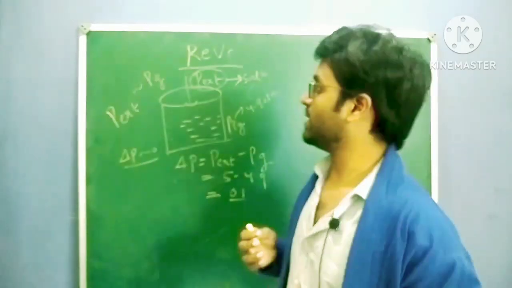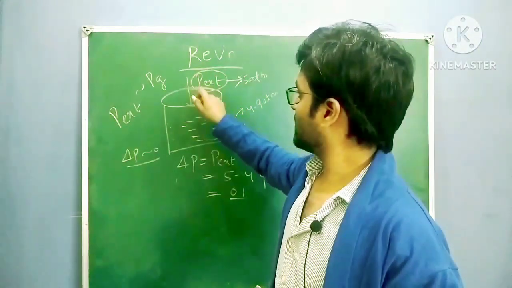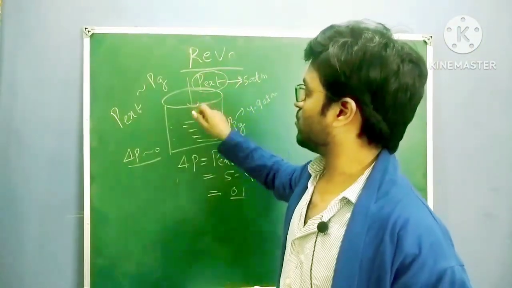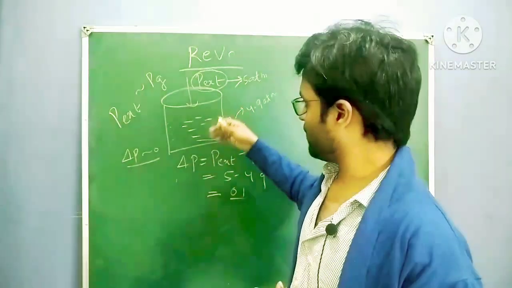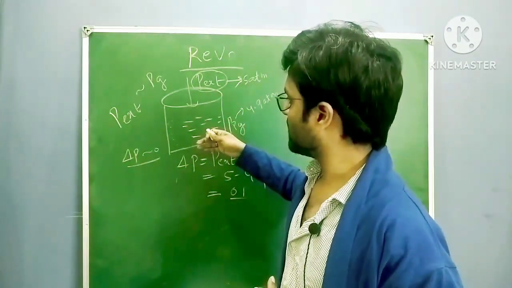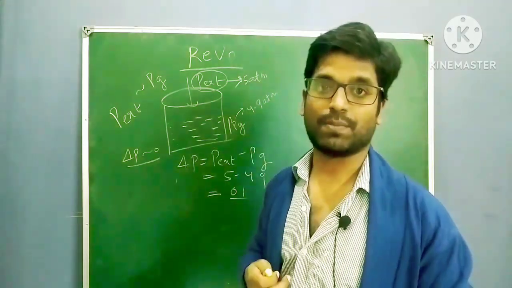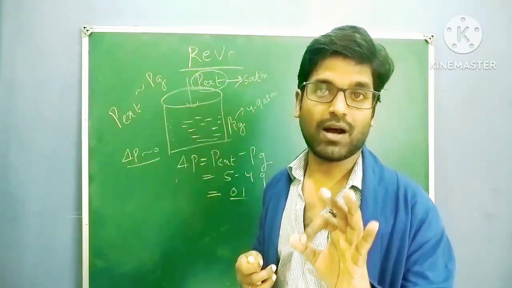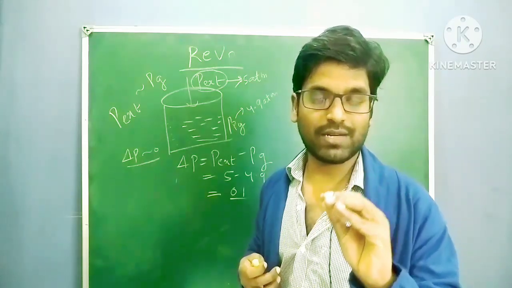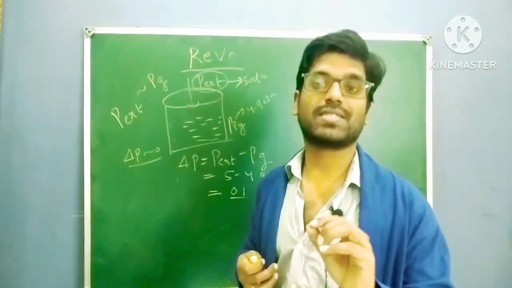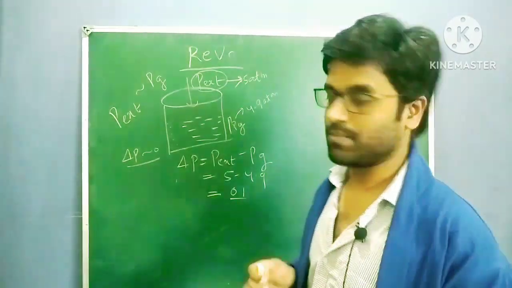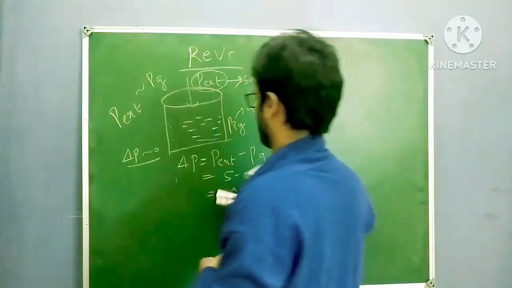If you observe here, I am applying some force or pressure from the surroundings. In the same way, the same amount of pressure is generated from the system too. That means system and surroundings are in equilibrium. So in a reversible process, system and surroundings are in equilibrium. So this is called a reversible process.